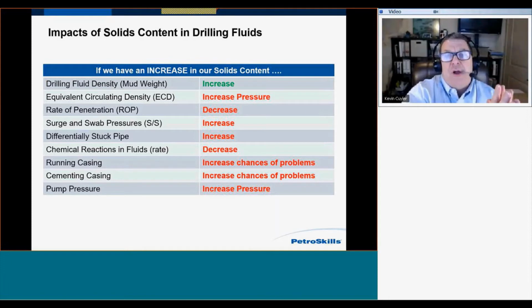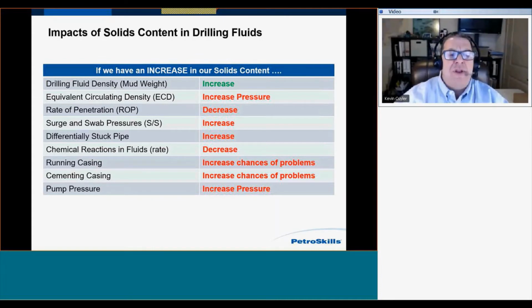And if we have fluid loss to the formation, we have pressure that is escaping out to the formation from the wellbore, which means we have a risk for differentially stuck pipe and pulling the drill string over to that thick, sticky wall cake that we've been talking about.